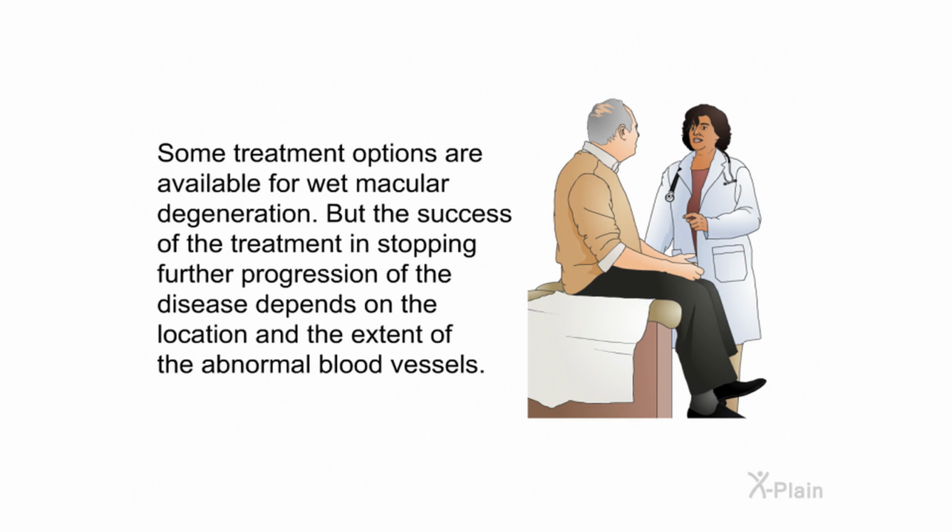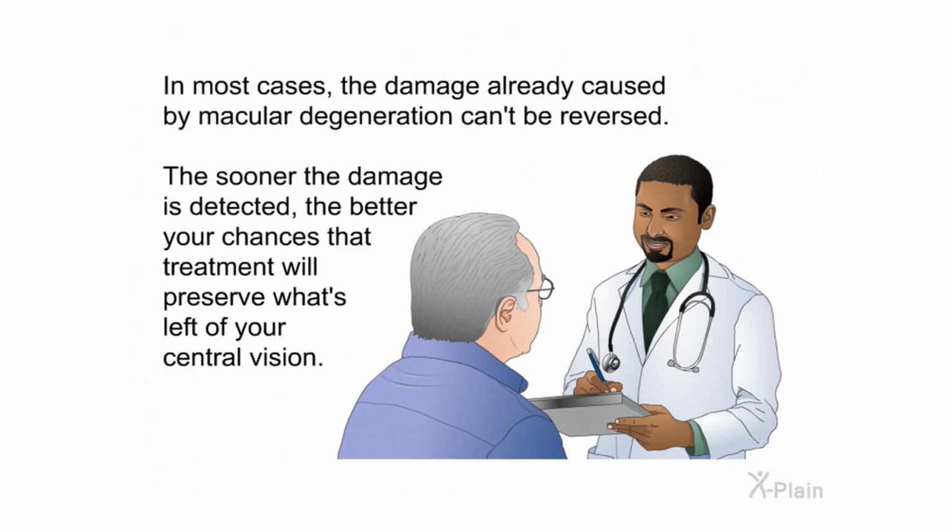Some treatment options are available for wet macular degeneration, but the success of the treatment in stopping further progression of the disease depends on the location and the extent of the abnormal blood vessels. In most cases, the damage already caused by macular degeneration can't be reversed. The sooner the damage is detected, the better your chances that treatment will preserve what's left of your central vision.